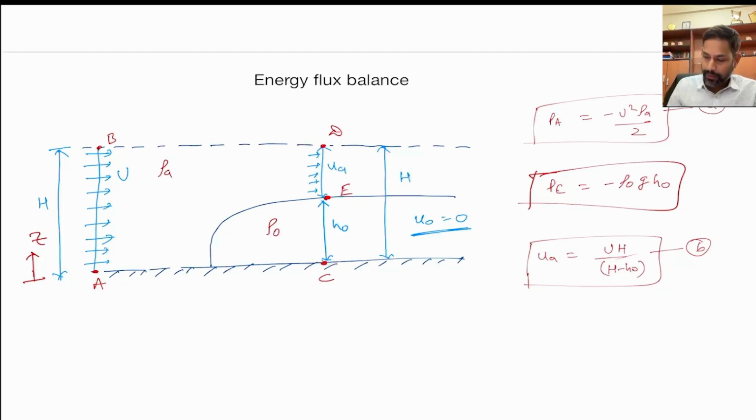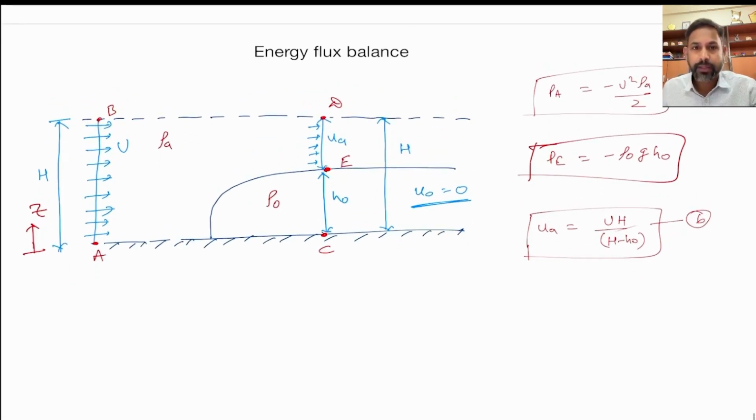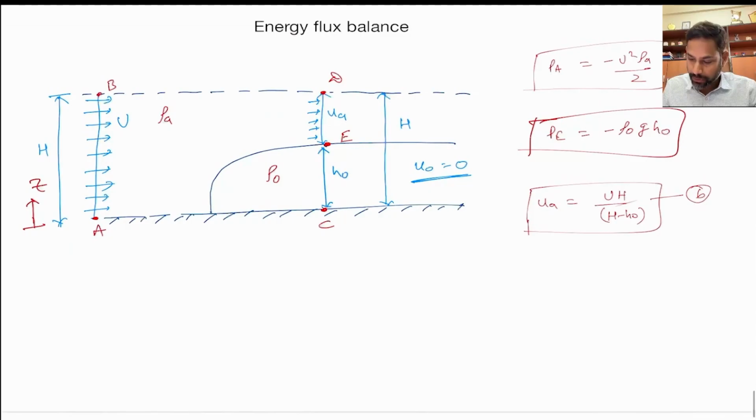Okay, so this is again the same setup that we have been considering, where we have a gravity current flowing in the ambient, but we have changed the frame of reference. We are now considering the gravity current to be static and the ambient to be moving. And these are some equations which we have already derived, which we are going to use in the derivation.